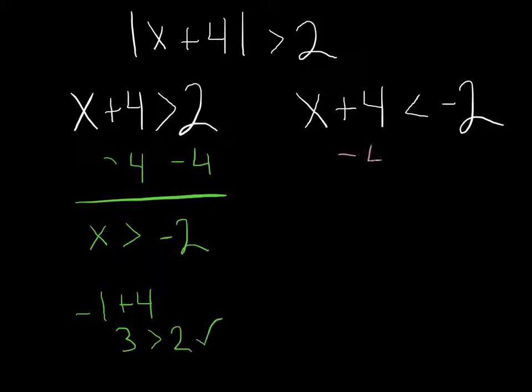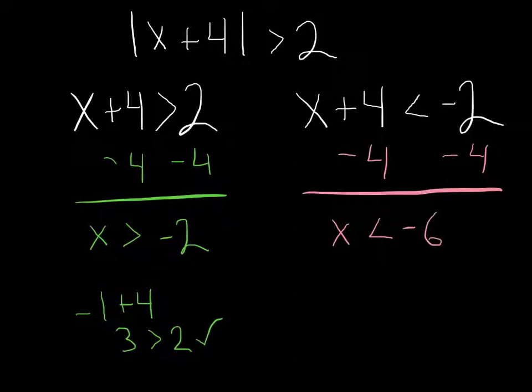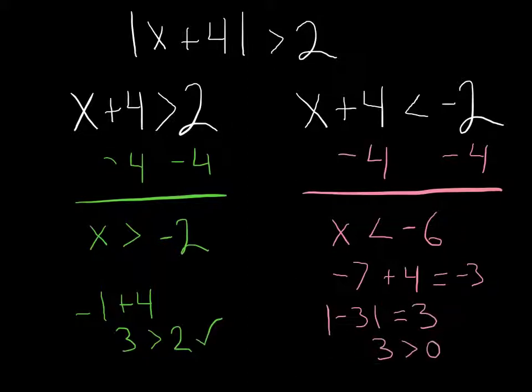Over here, we subtract 4 also, and get x is smaller than negative 6. So pick a value, negative 7 is smaller than negative 6, so negative 7 plus 4 equals negative 3. And the absolute value of negative 3 is 3 because it's 3 away from 0. And 3 is greater than 2. So that also works.